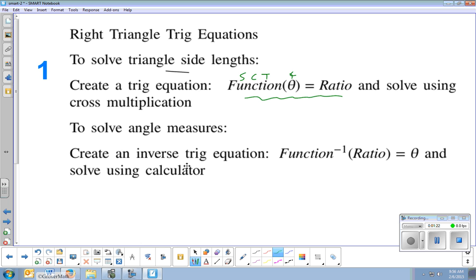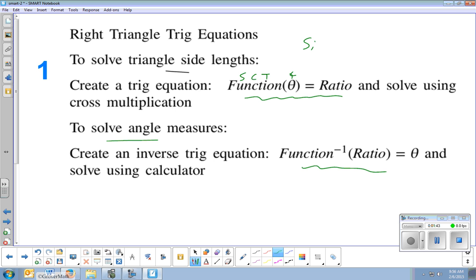Now, when it comes to an inverse trig equation, we use this to find angles. It's set up very similar, as it has a function, a ratio, and an angle, but instead of a function, it's an inverse function. So instead of sine, it's what we call inverse sine, which we obtain by doing second sine in our calculator. So let me show you what this stuff would look like.